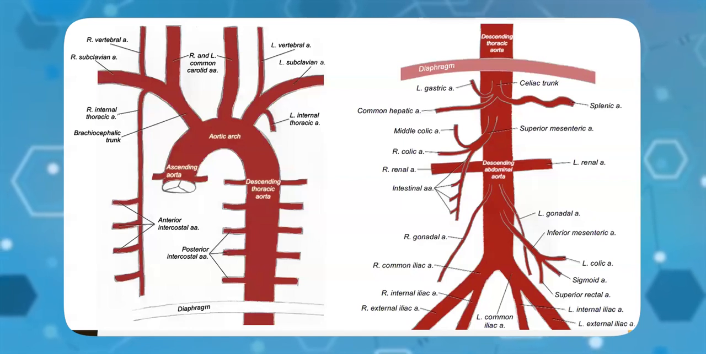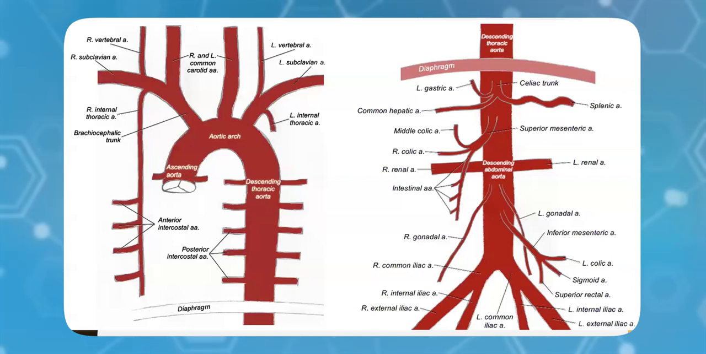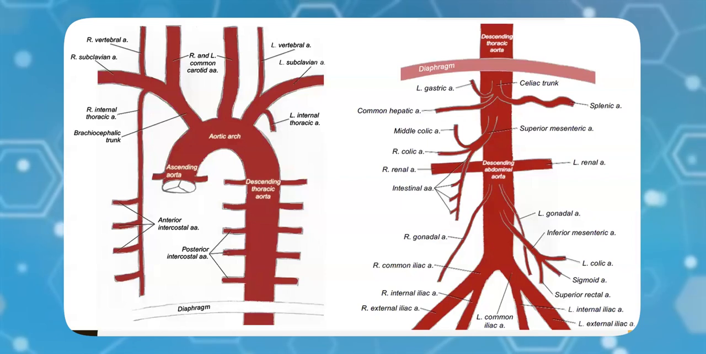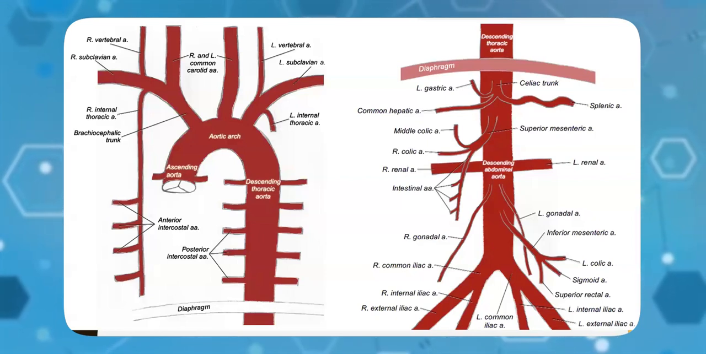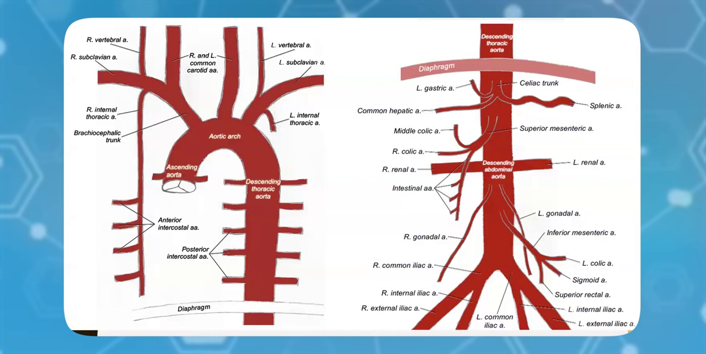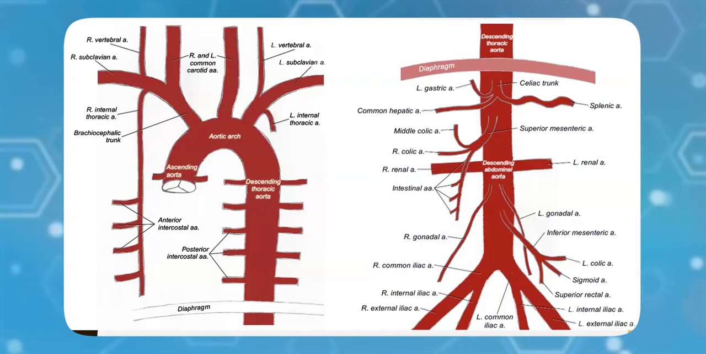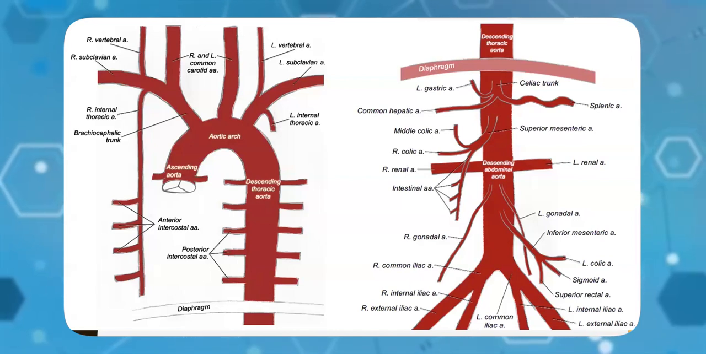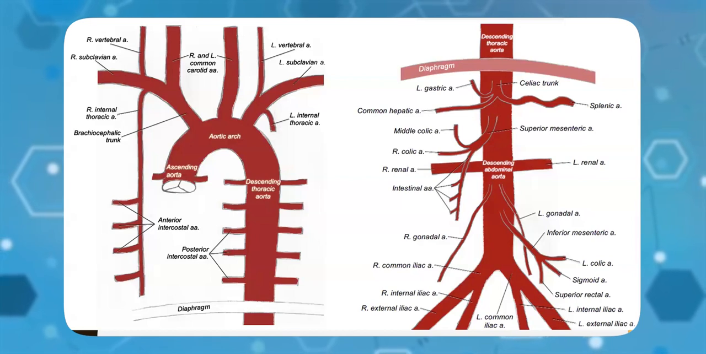So this is the aorta and its branches. It's a single slide. Why I wanted to show this: these kinds of questions are often repeated, especially in MRCP Part 1. Some of the clinical questions of Part 2 might also come from these branches of the aorta.